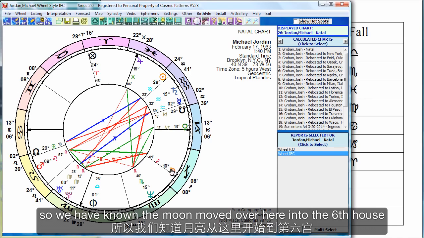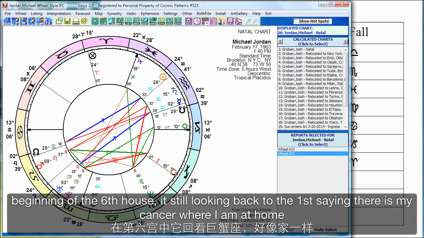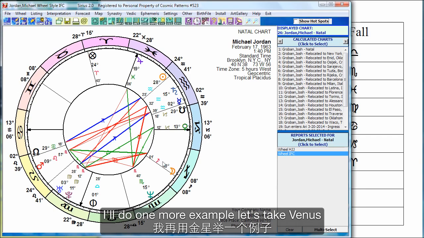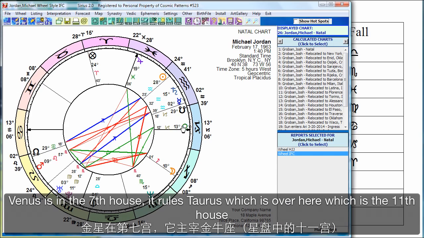So even though the moon has moved over here into the 6th house, beginning of the 6th house, it's still looking back at the 1st, saying, there's my Cancer where I'm at home. So it has a connection to the 1st house as well. I'll do one more example. Let's take Venus. Venus is in the 7th house.